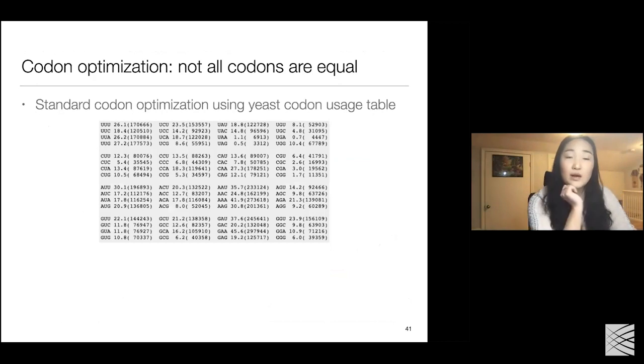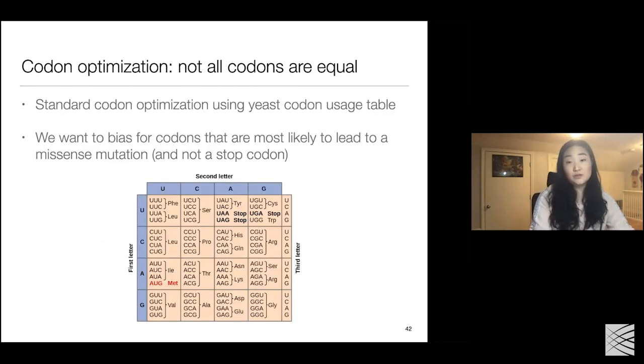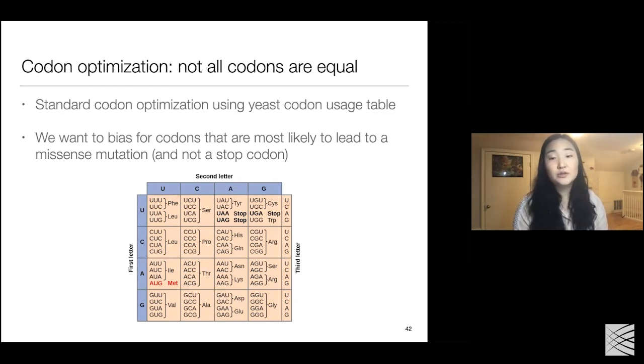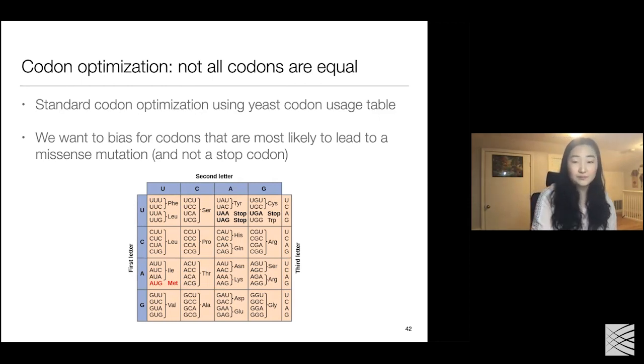Finally, we optimize the codon usage for Orthorep, with specifically Orthorep in mind. And so we have standard codon optimization using the yeast codon usage table, but we also want to bias for codons that are most likely to lead to a missense mutation. So if a nucleotide substitution occurs, as with Orthorep, we want it to bias the codon such that the nucleotide substitution will most likely lead to a non-synonymous mutation.